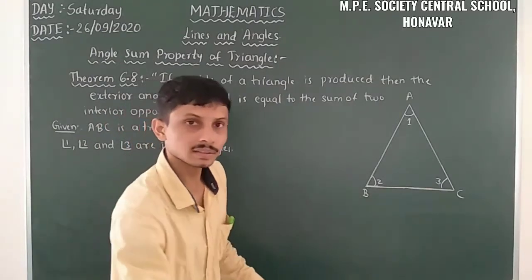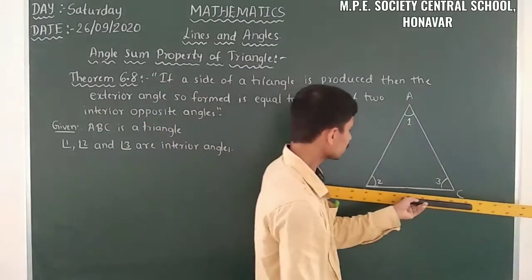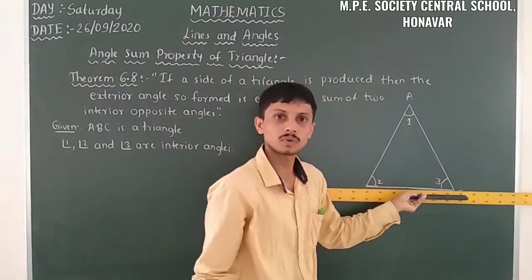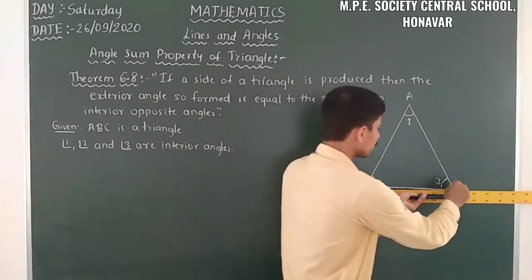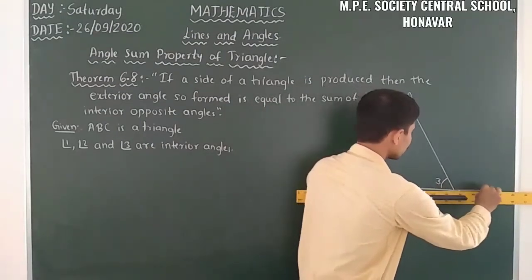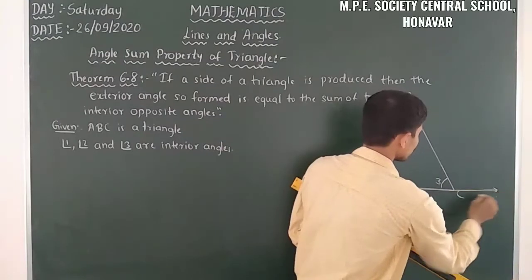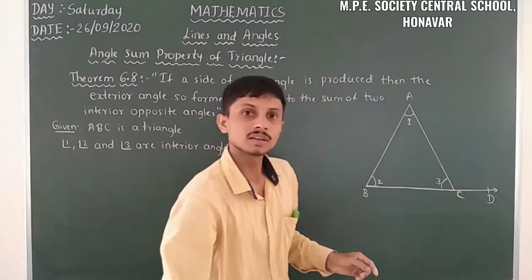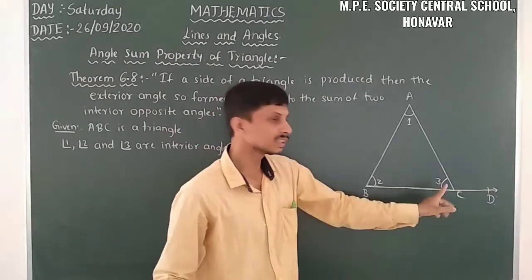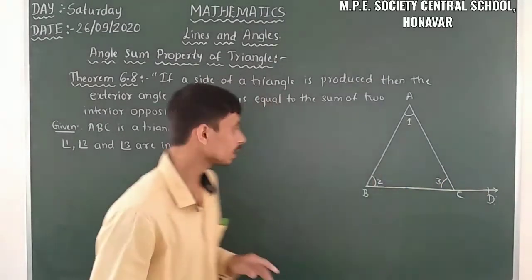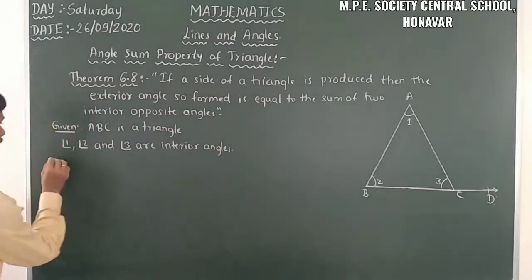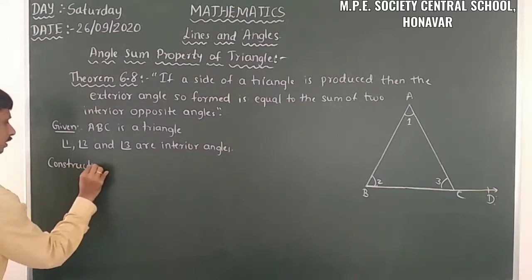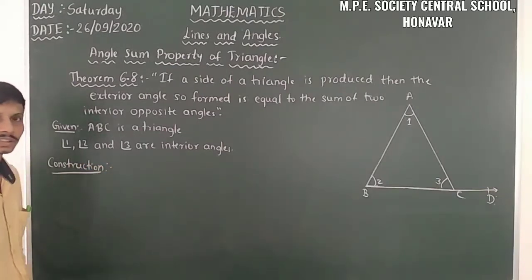That means in the direction of that we have to produce. Here in this side also, whichever way, you have to produce. I will produce the line here. So here I will take it as D. Here I produce BC up to D. So here we have to write it in a construction. So what is the construction here? Construction. So the next part is construction.